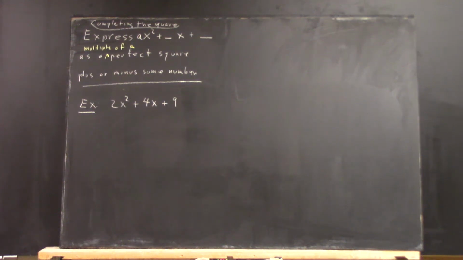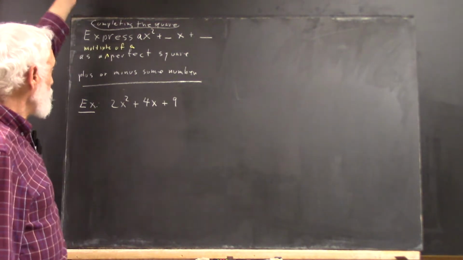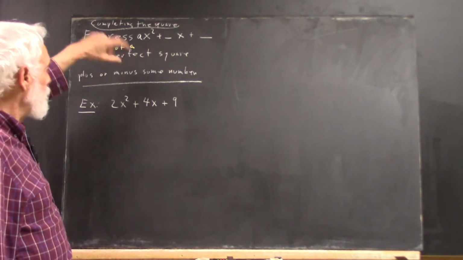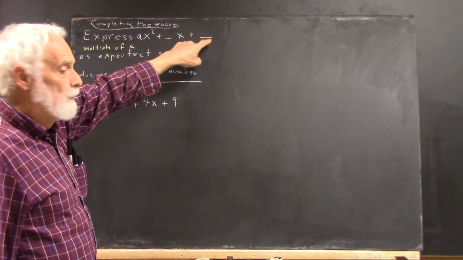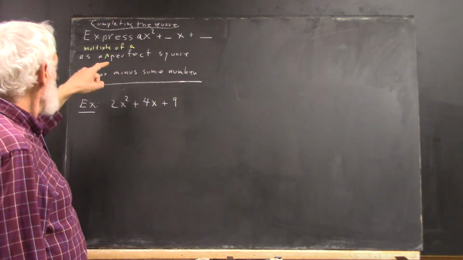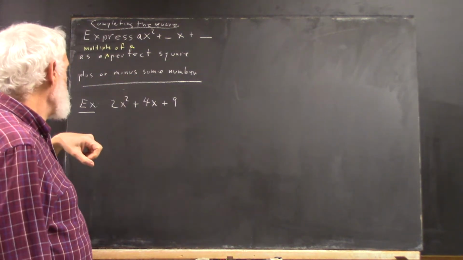Okay, now, same thing except making it just a little more involved. We're going to express ax squared plus a multiple of x plus a number as a multiple of a perfect square plus or minus some number.